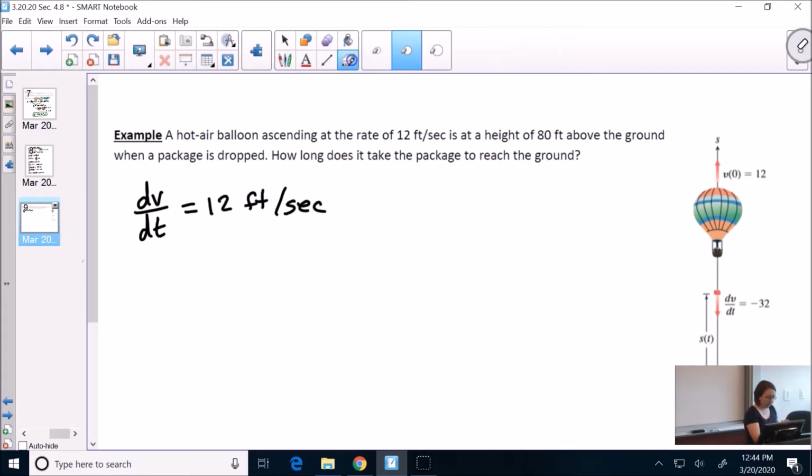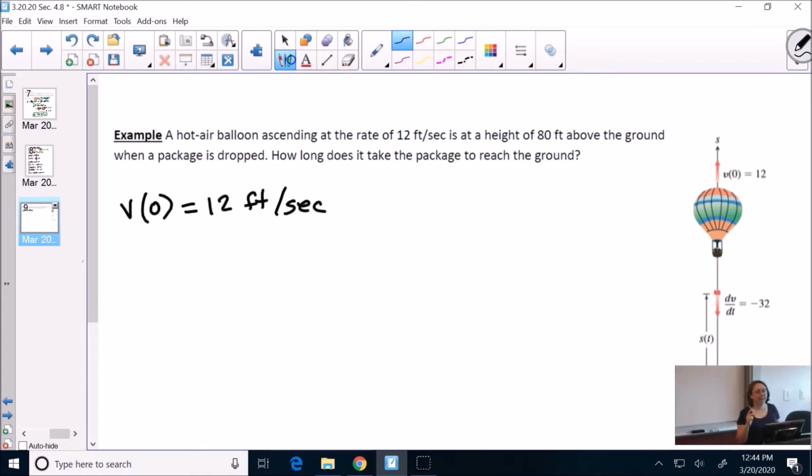Sorry, dv dt is not initial velocity. V at 0. Okay. I don't need to write dv dt. That would be acceleration. So the initial velocity is 12 feet per second. That's for the package. Yes, that's what the balloon is doing, but the package is in the balloon. So then they drop it. The time at which they drop it has a height of 80 feet above the ground. So that's our initial position. That's s at time 0, 80 feet above the ground.